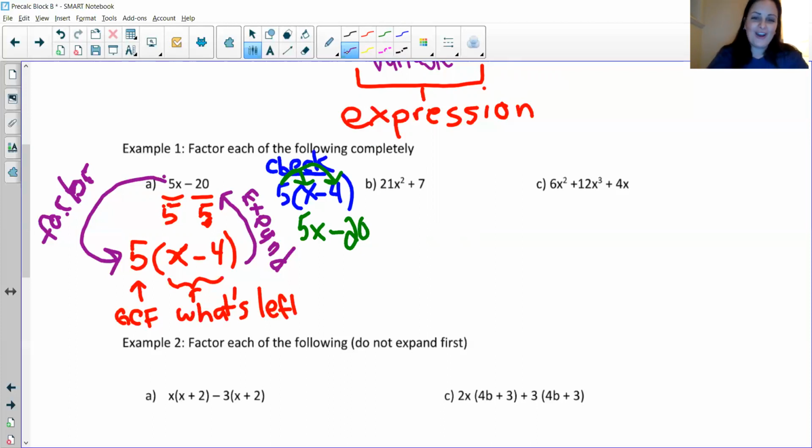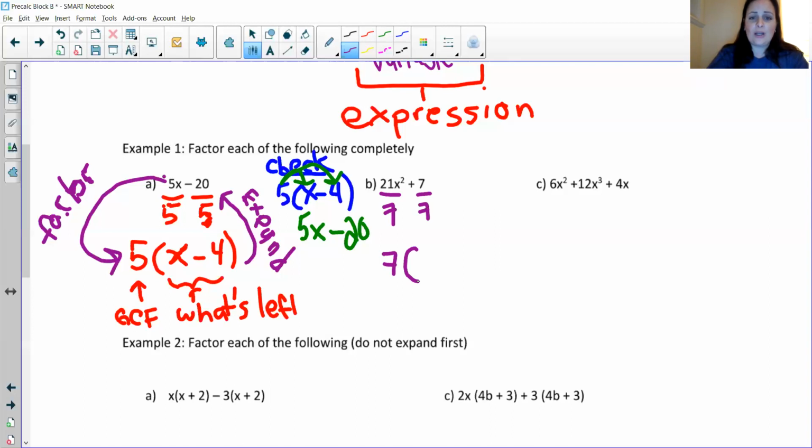Good job. All right, so we have 21x squared and 7. The greatest common factor that goes into 21 and 7 is 7. Even though there's an x squared, the second term, which is positive, does not have an x, so we can't have x as a part of our greatest common factor. So 7 goes on the outside because that's our greatest common factor.